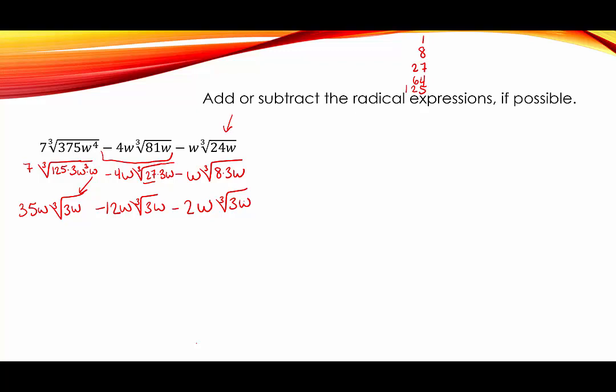Great. We're going to combine the coefficients. That's 35 minus 12 minus 2. 35 minus 12 would be 23. 23 minus 2 would be 21. So our final answer, 21w times the cubed root of 3w.